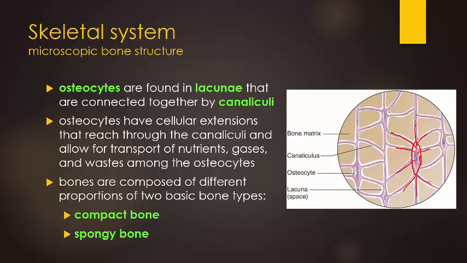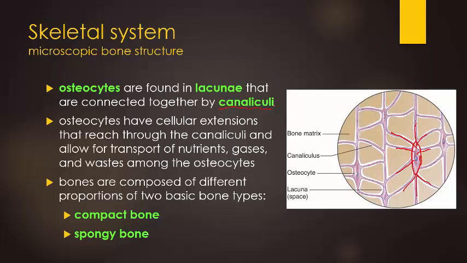So these extensions are used to transport nutrients, gases, and wastes, so they can collect oxygen or glucose from the blood, because it passes from cell to cell through these extensions that are found in little canals that are referred to as canaliculi.